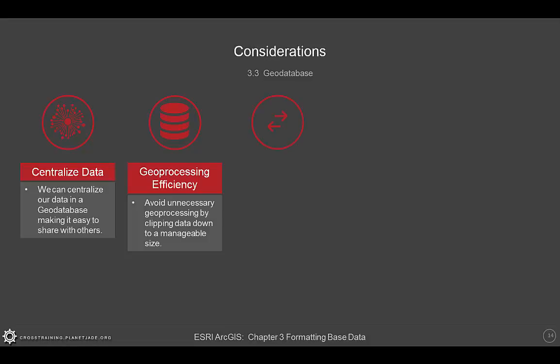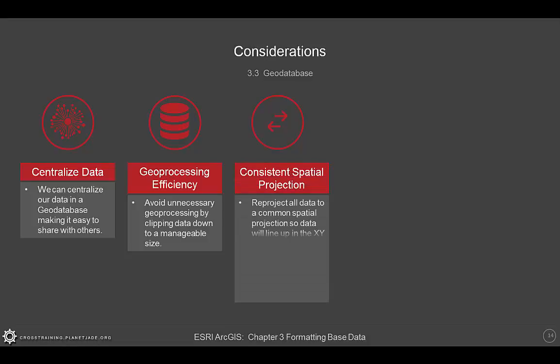The next major consideration is consistent spatial projection. So all of our data sets right now are in a wide variety of spatial projections. So we're going to want to reproject all data to a common spatial projection so data will line up in the XY direction. So this often means choosing between a spherical or cylindrical/planar projections. If you recall, in a previous tutorial I talked about the differences between geographic and projected spatial projections.